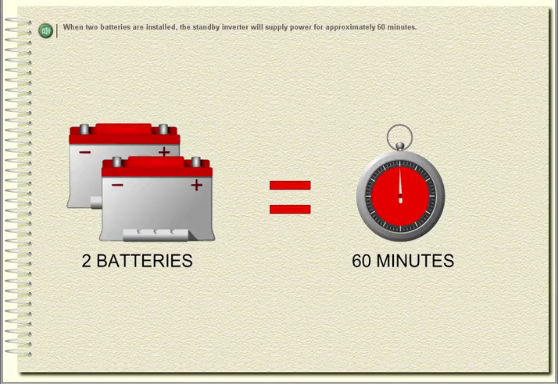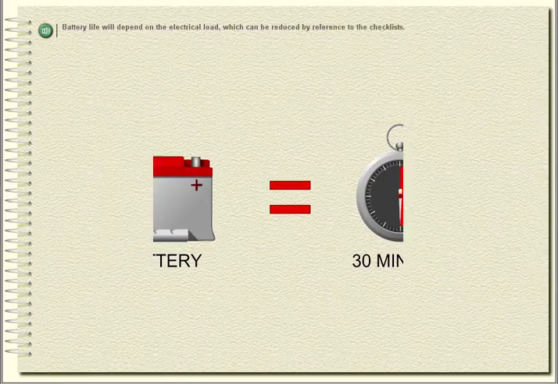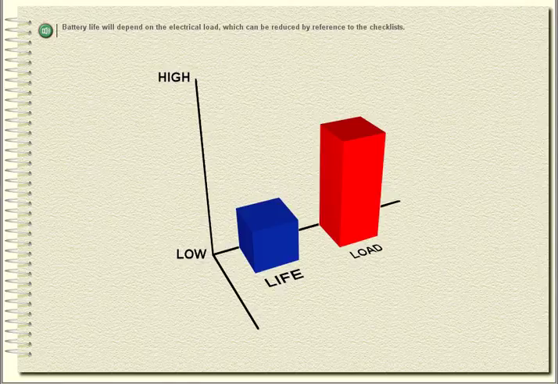When two batteries are installed, the standby inverter will supply power for approximately 60 minutes. If only a single battery is installed, this is reduced to approximately 30 minutes. Battery life will depend on the electrical load, which can be reduced by reference to the checklists.